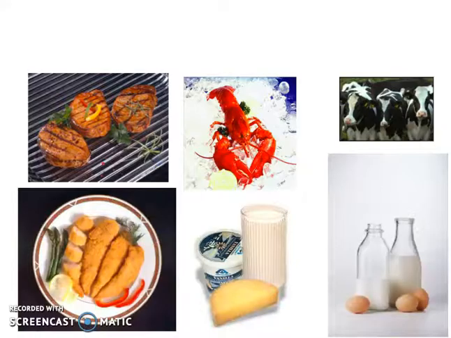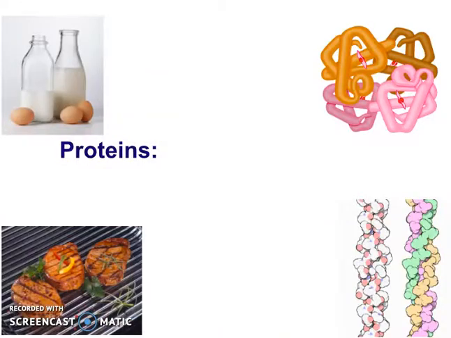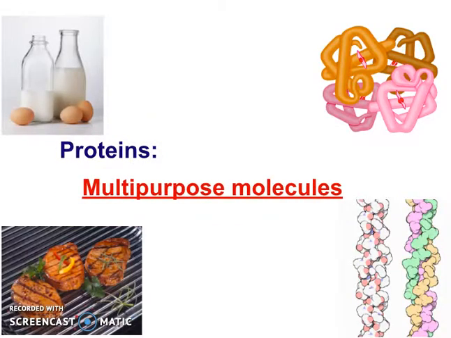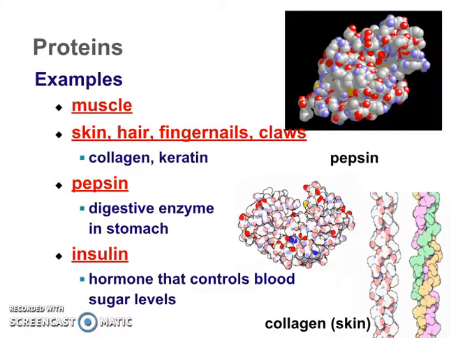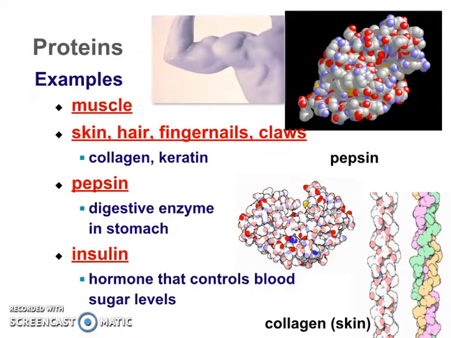All right, so next we have proteins. So proteins do a ton of stuff in your body. They make up muscle, they're in your skin, your hair, they're important for digestion, certain hormones are actually protein-based, so you have some lipid-based hormones and others that are protein-based.